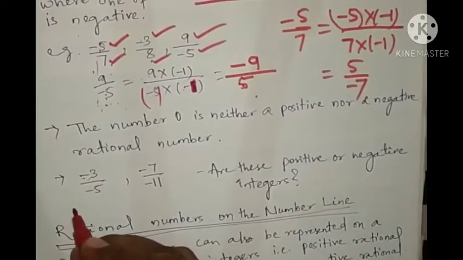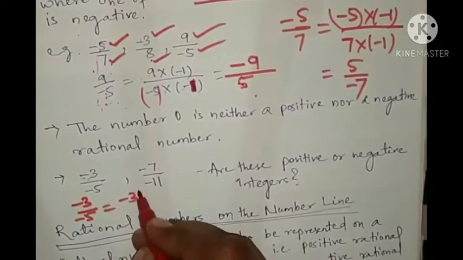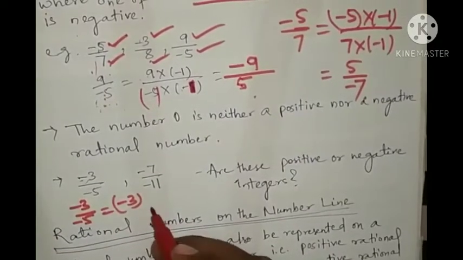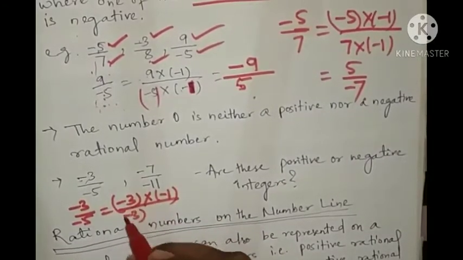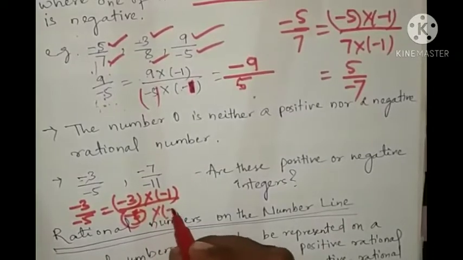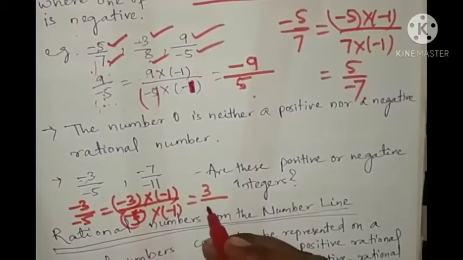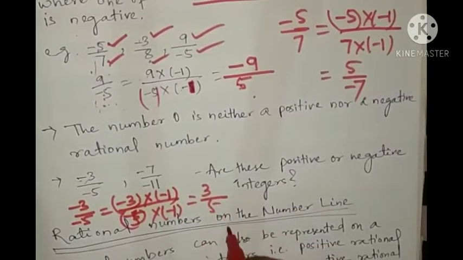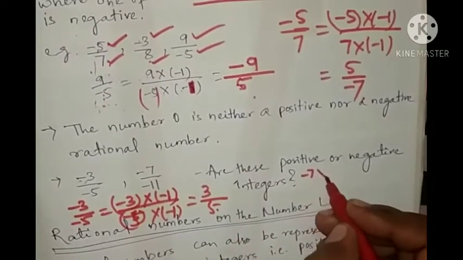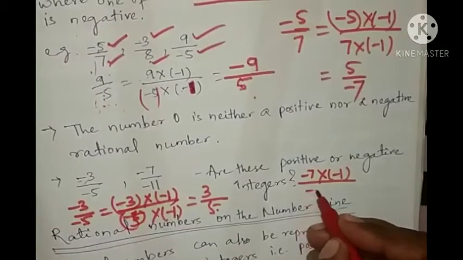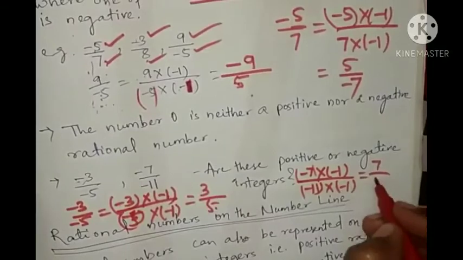So let's find out. So minus 3 by minus 5. You multiply them by minus 1. Both by minus 1, minus 5 into minus 1. So what are you getting? Minus into minus plus, 3 into 3, minus into minus plus 5. So what you got? 3 by 5. Like this, minus 7 into minus 1 by minus 11 into minus 1. What are you getting? 7 by 11.